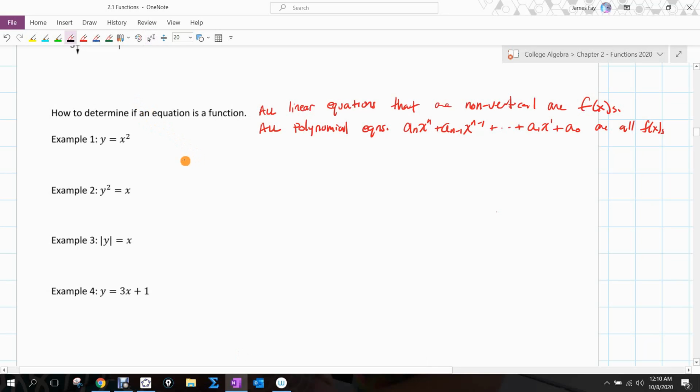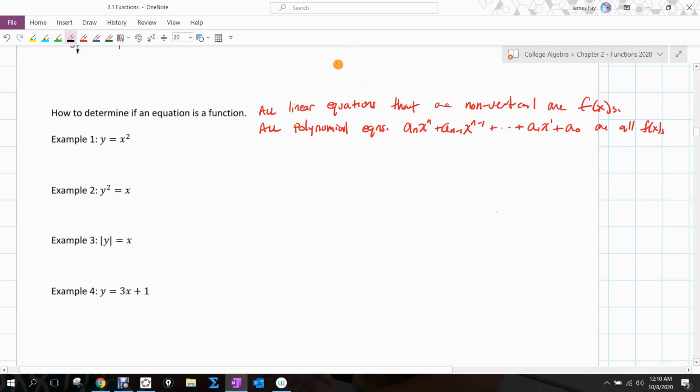Picking up section 2.1 with these functions. This asks us how to determine if an equation is a function. First thing I want to talk about is all linear equations that are non-vertical are functions.